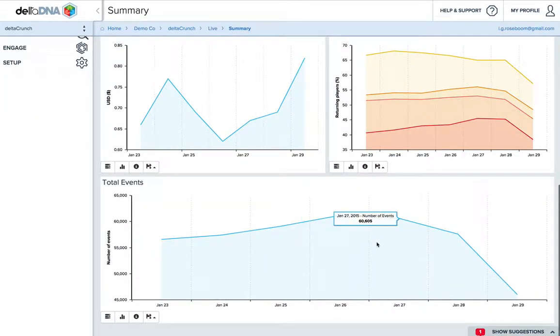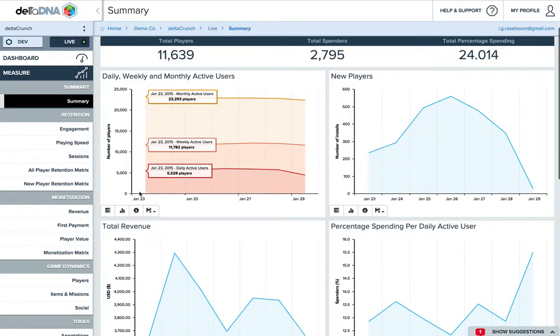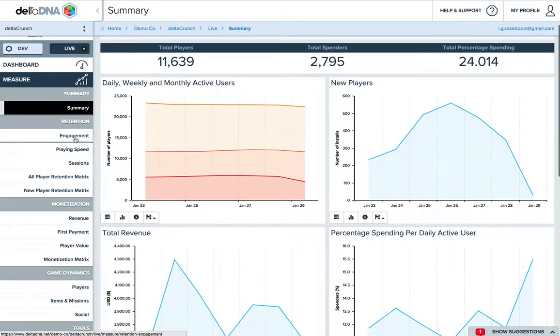Finally, there's total events on the bottom. This tells you the total number of events that we've processed from your game on any of these days. It's quite useful because it can tell you if there are some disruptions to the flow of data coming into our system, or if you have some problems with your data, then maybe you'll see spikes or drop-offs here. And of course, new versions of the game which come with new events, you'll see changes here. So let's keep moving through the measure pages. The next block of charts we have is retention.